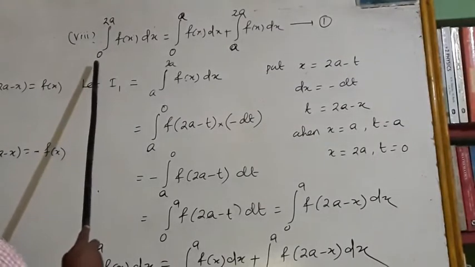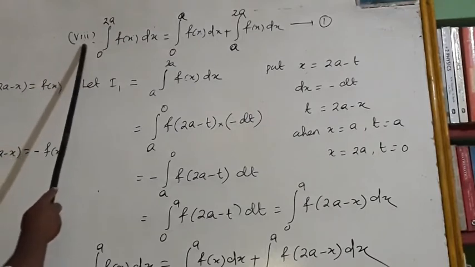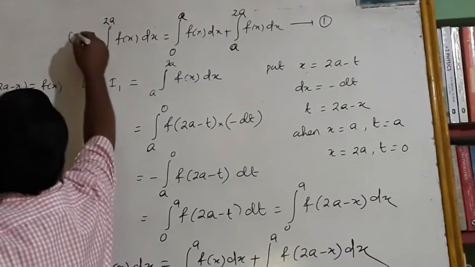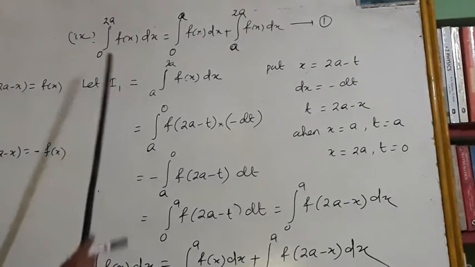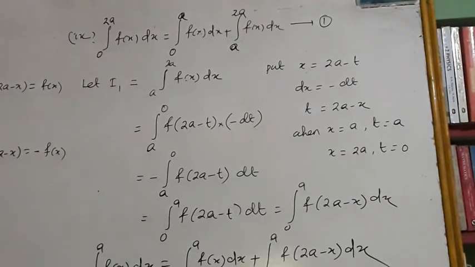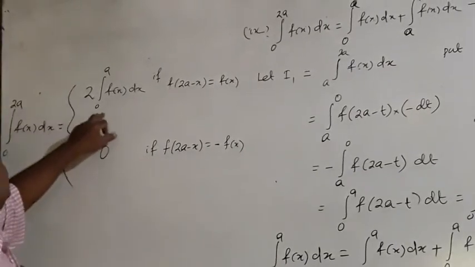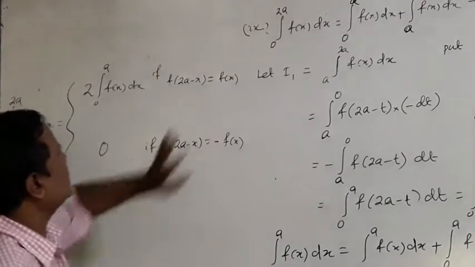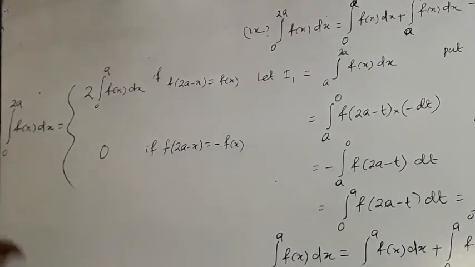Now the last property, perhaps property number 8 or 9. It is property number 9. Look here. The integral from 0 to 2a of f(x) dx is 2 times the integral from 0 to a of f(x) dx, under the condition: if f(2a-x) is f(x), and 0 if f(2a-x) is -f(x). This is the statement.